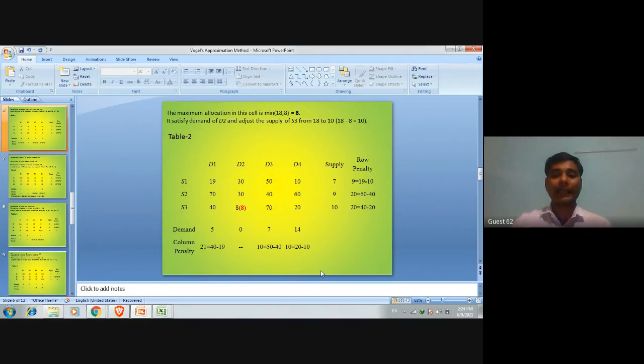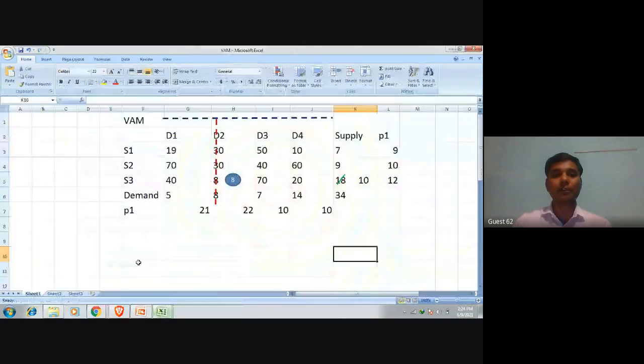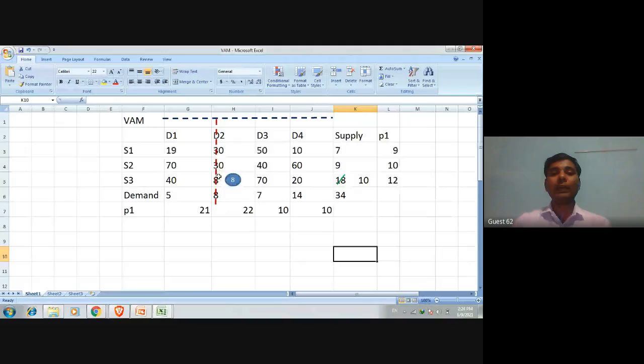Again, we will find the penalties for the rows and columns. These are the penalties after exhausting the column, meaning this column has been exhausted. So we will not take the exhausted column for calculating the penalty.